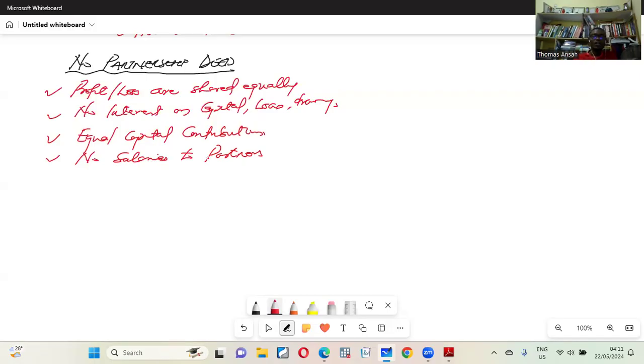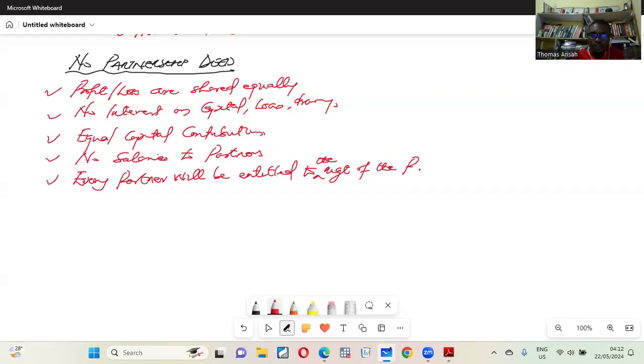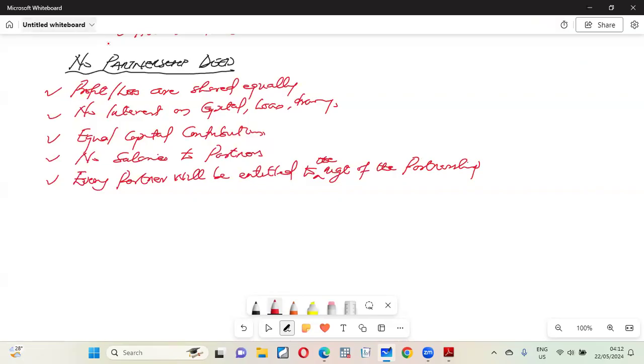So now, what will happen is that every partner will be entitled to be part of the management of the partnership. So everybody will be doing something inside the partnership. All right, so take note of that. These are things you need to really understand when it comes to the partnership.